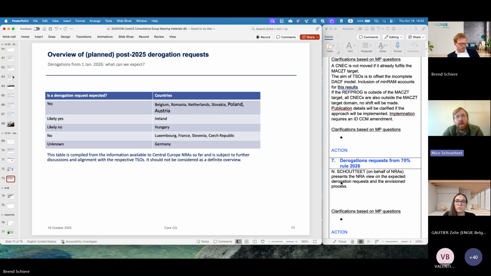So as you can see, in six core bidding zones, Belgium, Romania, Netherlands, Slovakia, Poland, and Austria, we will definitely have derogation requests. Then in Ireland and Hungary, it's still unclear, one leading towards likely yes, one towards likely no. And then we have definite no's for Luxembourg, France, Slovenia, and Czech Republic. There's one unknown, which is Germany, and that is still subject to further discussion among BNetzA and its 4 TSOs. So we will see that in the next couple of weeks.